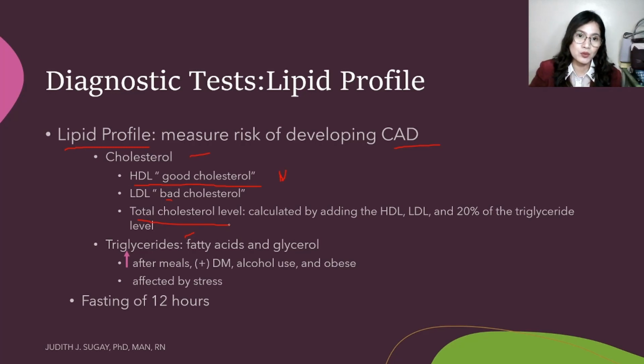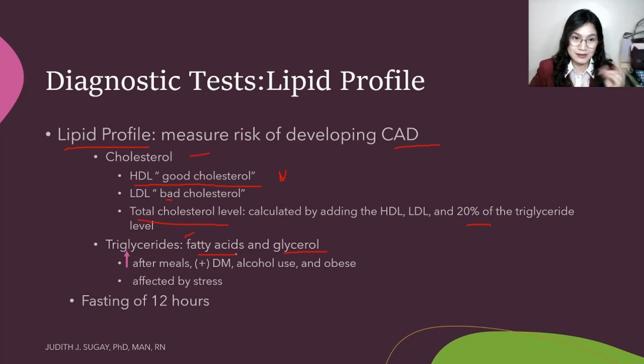So what else? You can also check the total cholesterol level. They actually compute this one. They calculate it by summing up the HDL, the LDL, and 20% of the triglycerides. So triglycerides, on the other hand, are free fatty acids. We can get these from the food that we eat. It's composed of free fatty acids and glycerol. Glycerol also comes from carbohydrates as well. And then again, what else?